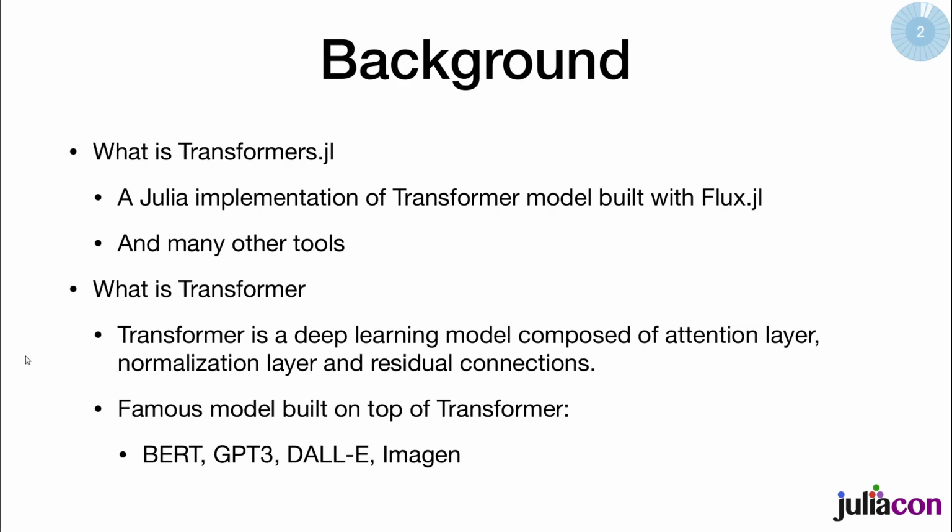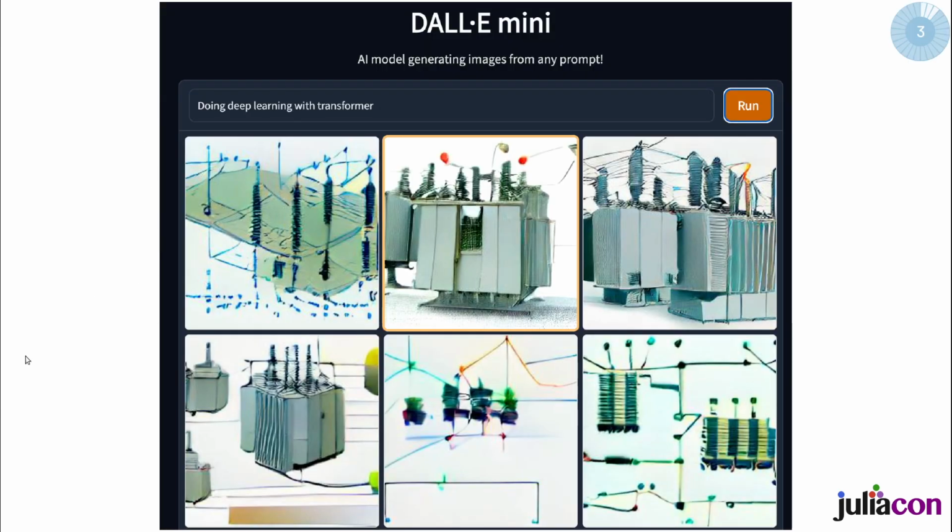In case you don't know what this is about, Transformers.jl is a pure Julia implementation of the transformer model built with Flux. And Transformer is a deep learning model that has an attention layer and other layers. There are some famous models built on top of Transformer, like BERT, GPT-3, DALL-E, and Imagen. You might have already seen this kind of picture on the internet, and it is built on top of a Transformer model.